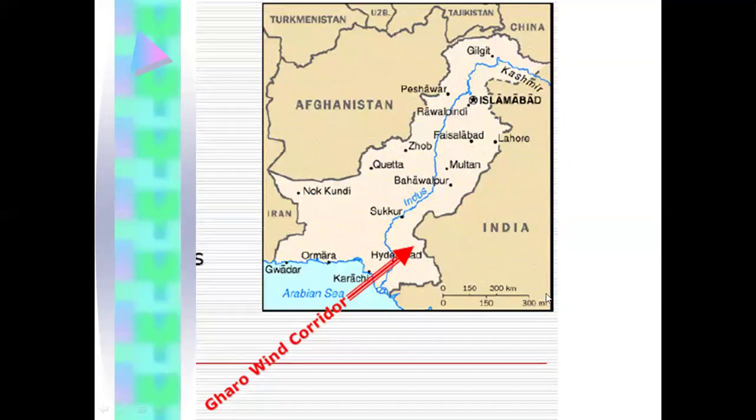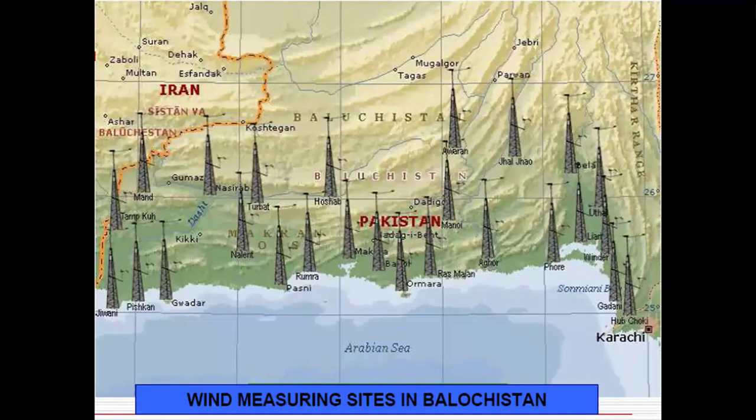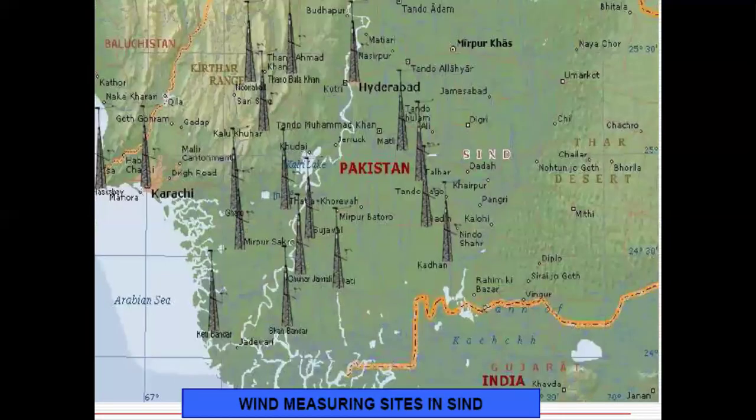It is a map of Pakistan, and this is the Gharo wind corridor, which is the most suitable area to produce electricity from wind turbines. And these are the sites in Balochistan which are feasible to produce electricity from windmills. And these are the locations in Sindh which are suitable for wind power generation.